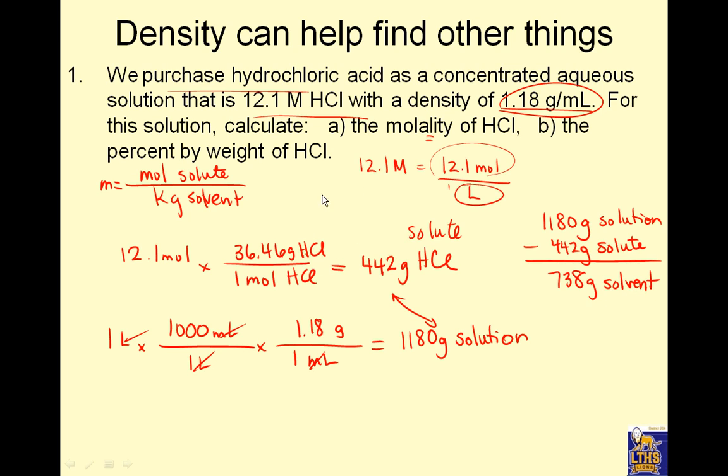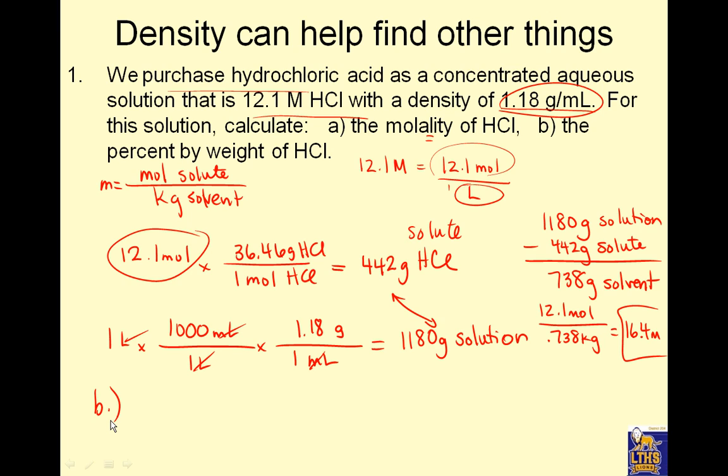Why? Because I have my moles, 12.1 moles, and I have my grams of solvent. I just have to change that to kilograms. So then I would say 12.1 moles of solute for every 0.738 kilograms of solvent. I find out that my molality is 12.1 divided by 0.738, which gives me 16.4 molal solution. So that was part A. Okay, the molality. Now part B is the percent by weight of HCl.